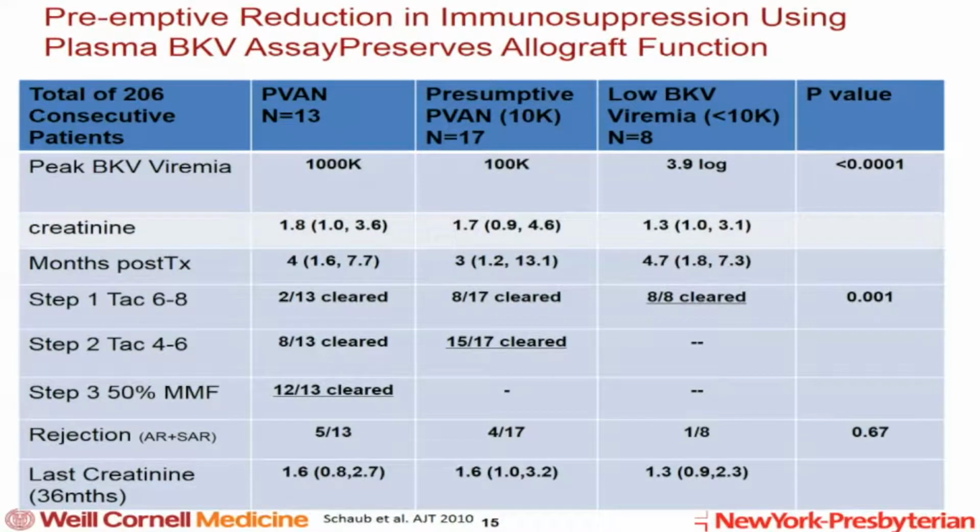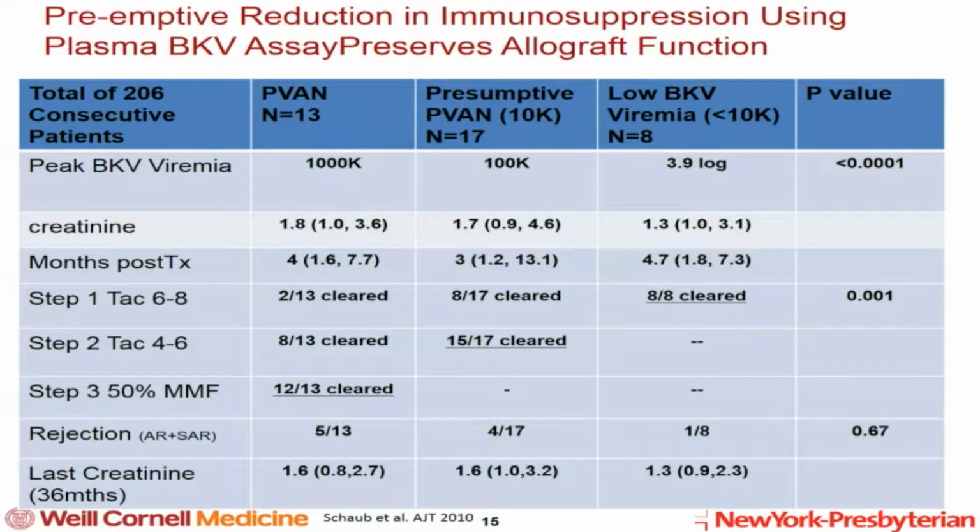I'm going to review two studies that take a look at the strategy for monitoring patients with a blood-based assay and a urine-based assay. So this is from Dr. Hirsch and colleagues as well. It's preemptive reduction in immunosuppressive therapies using the plasma BKV assay. They had a total of 206 consecutive patients, so that's the nice part about the study. It's a very large cohort.